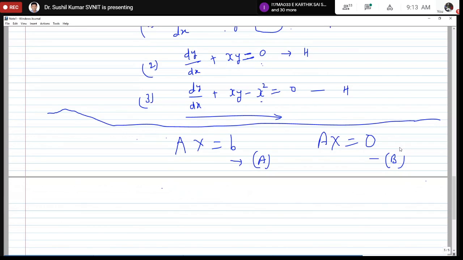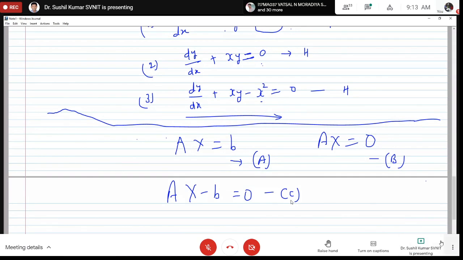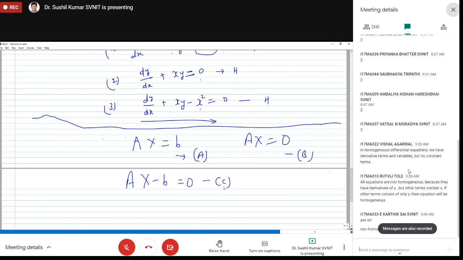And if I write equation A in this form, Ax minus b equal to 0, now tell me, this equation C, is it homogeneous or non-homogeneous? The answer is correct: A is non-homogeneous, B is homogeneous. But why are we calling A a non-homogeneous equation and B a homogeneous equation? There should be some reason.